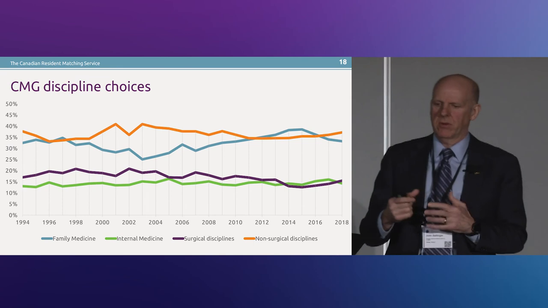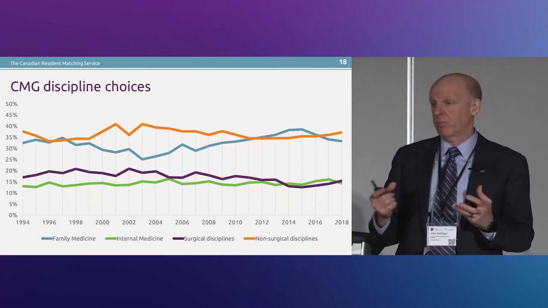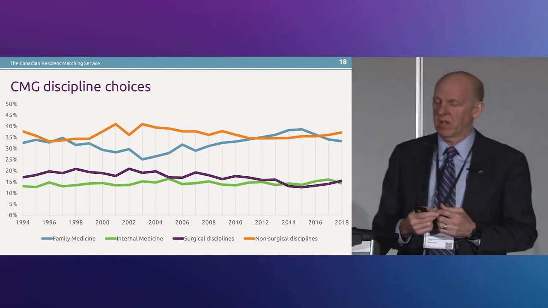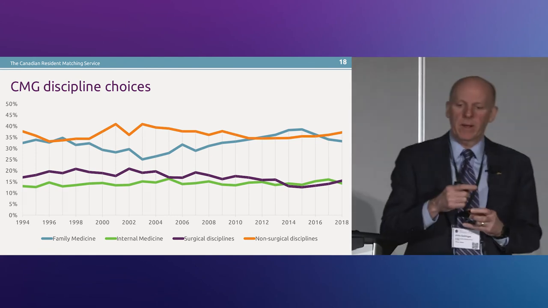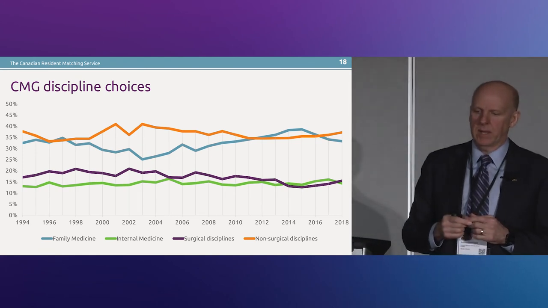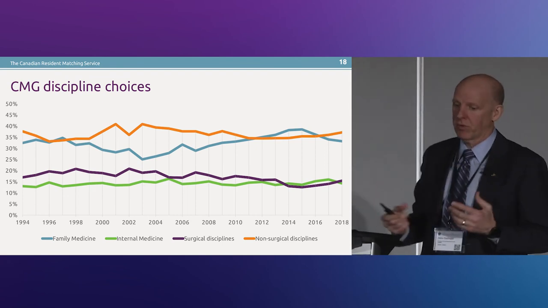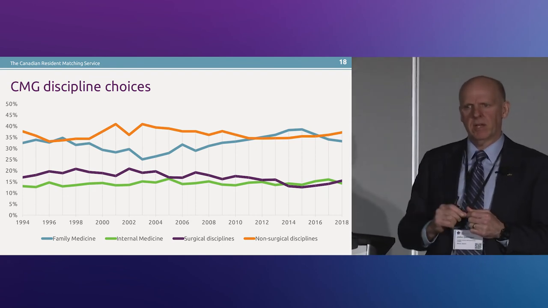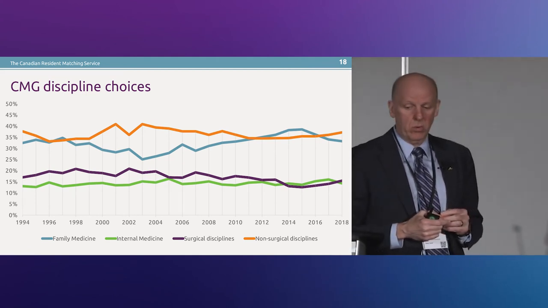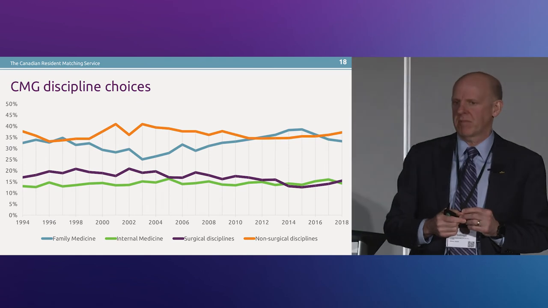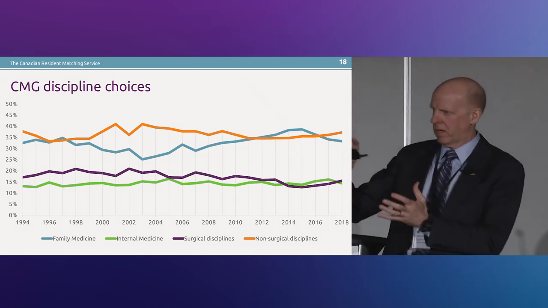Internal medicine during that same period of time went from 14 to 16. Surgical disciplines declined for many years. In 2002, it was at 21%, and it went back up for some time, until 2015, when it was at a low of 13. Now it's gone back up again to 15%. And the non-surgical disciplines were 35% of the total in 2011, and now they're 37%. So family medicine coming down, the other categories going up.